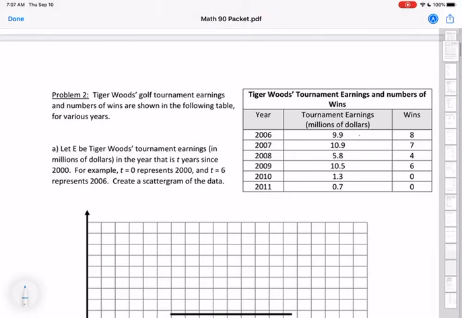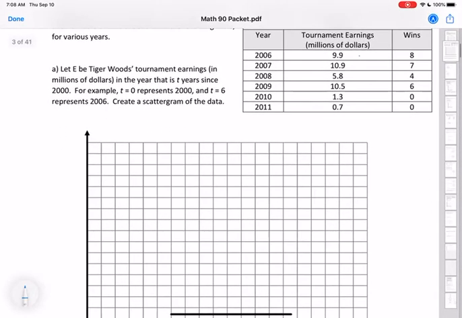Problem number 2 is about golf. We have Tiger Woods golf tournament earnings and the number of wins are shown in the following table. This one looks kind of weird because it has the 3 different columns. For this first part, only worry about the first 2 columns. That third column with the wins comes in later. There's a question at the bottom about the wins. As far as the graphing, only worry about the first 2. Okay, so let's go ahead and get started.